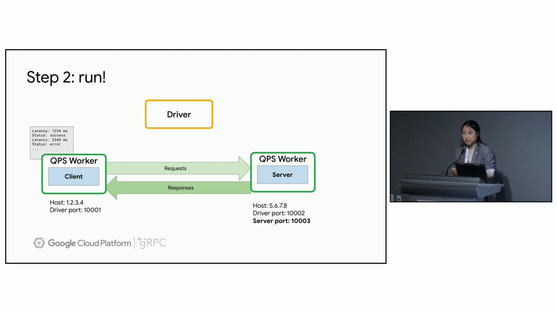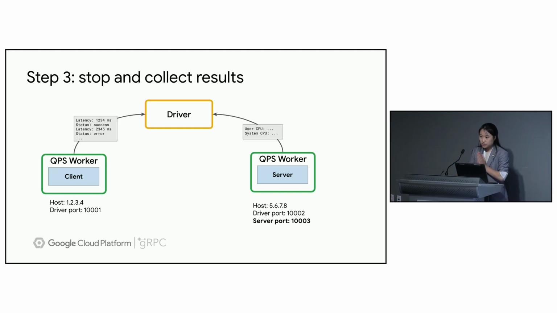With each RPC, the client will record data points, like the latency of that particular RPC, what was the final status, what was the CPU load it took to process it, and so on. And the server is also going to record similar data on its end. So once the duration of the benchmark has expired, the driver will send a signal to all the workers to stop sending traffic. And at this point, the workers will report back all those data points that they've been collecting over the lifetime of the benchmark back to the driver.